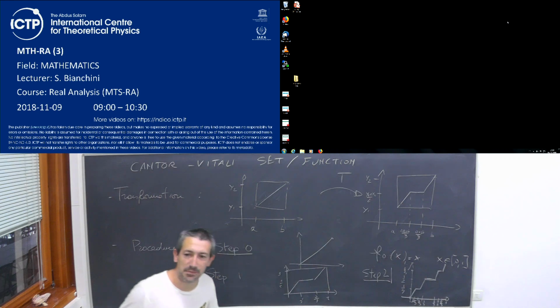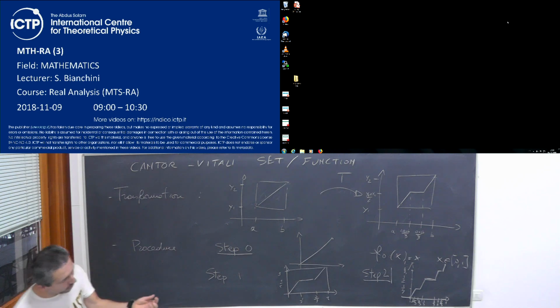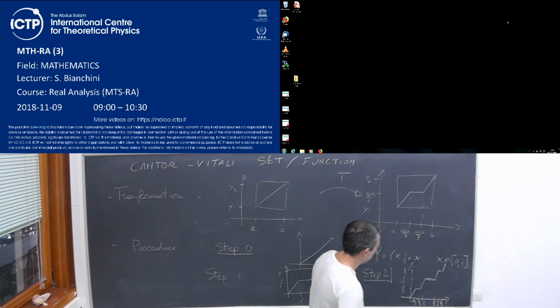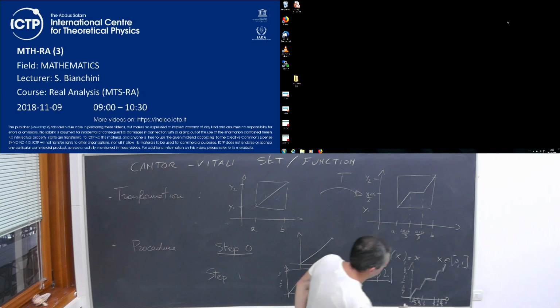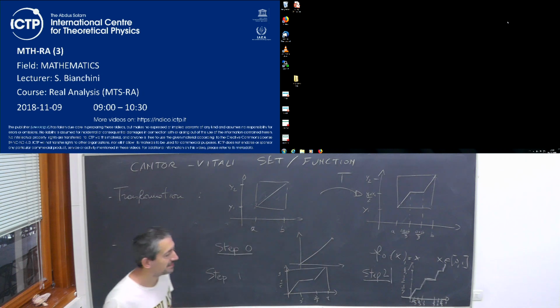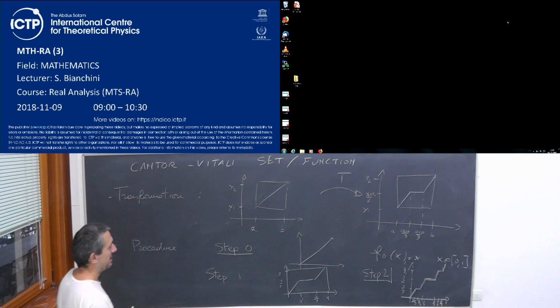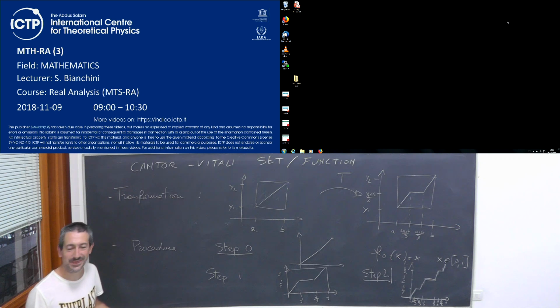Okay, next step. I apply again inside all of these pieces, no? Very well. So at the end, we get something which is, so you see why it's called the Devil's staircase. So this is graphical. Now we do the computation.